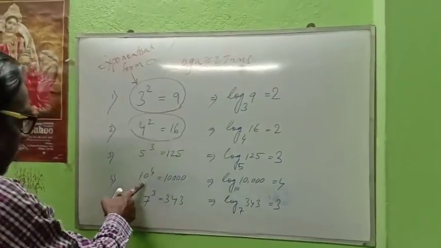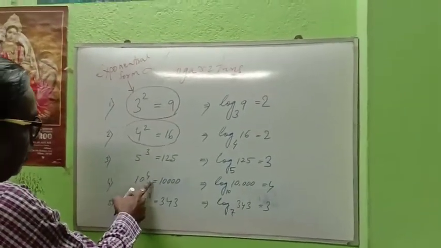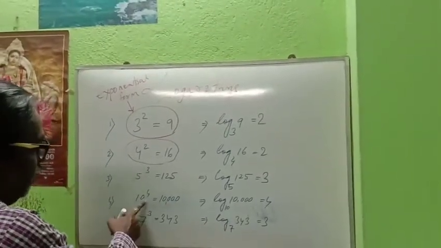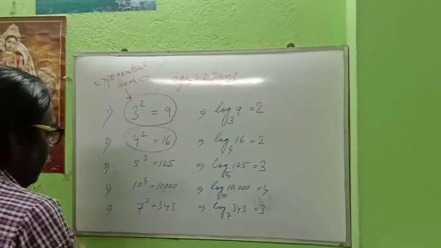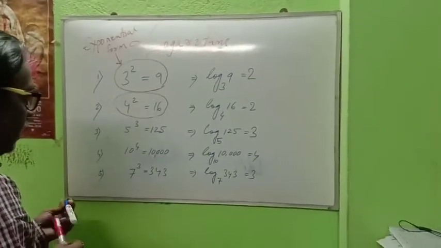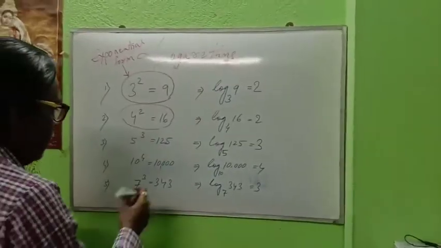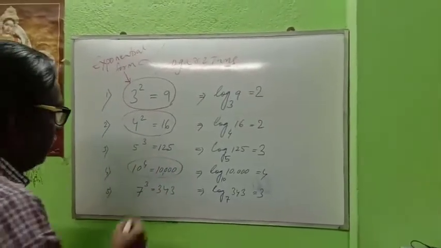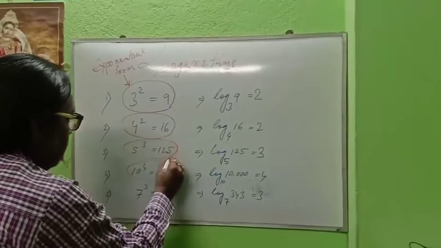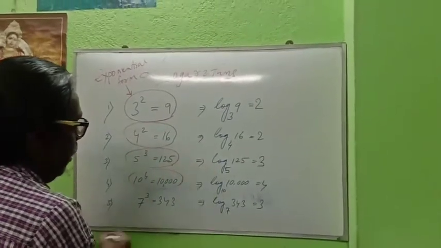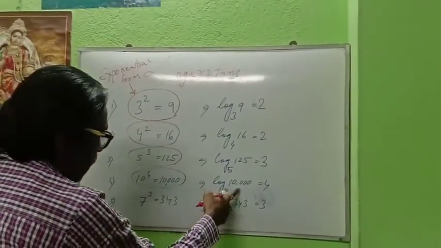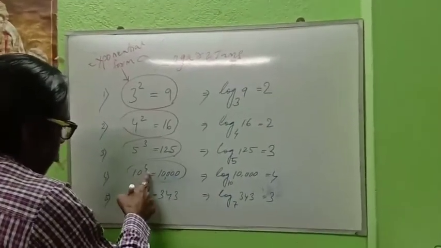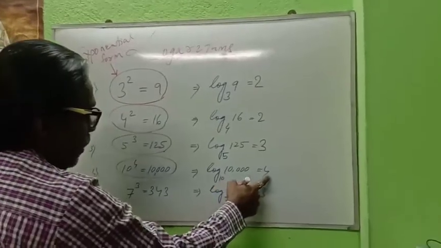Same process. Number 4, take 10 to the power 4. Means it will be 10,000. 10 is multiplied 4 times, 10,000. This is called exponential form, and we have to write it in logarithm form. How to write? We are converting to logarithm form. Log 10,000 base 10 is equal to 4. This power you have to write here.